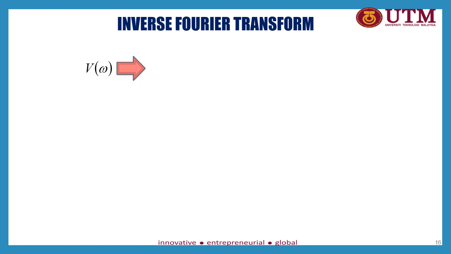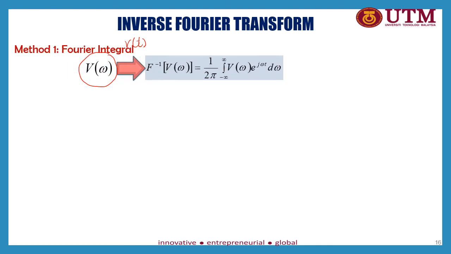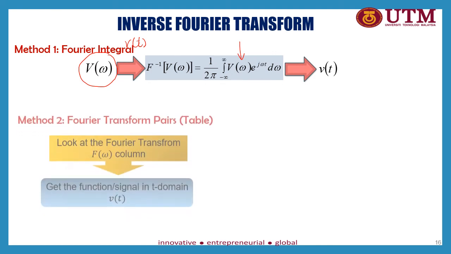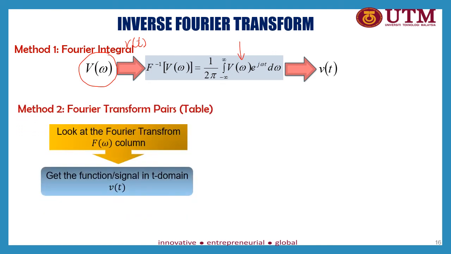Okay, lastly, when you have a signal spectrum, how do you get back your v(t)? You need to perform the inverse Fourier transform. Again, two methods are available. The first one is integration, and the second one is by using the Fourier transform pairs or table. To use the first method, you need to perform integration of the signal. Now you have the V(omega), right? Perform the integration and you'll get v(t). Or you can use the Fourier transform pairs or table.